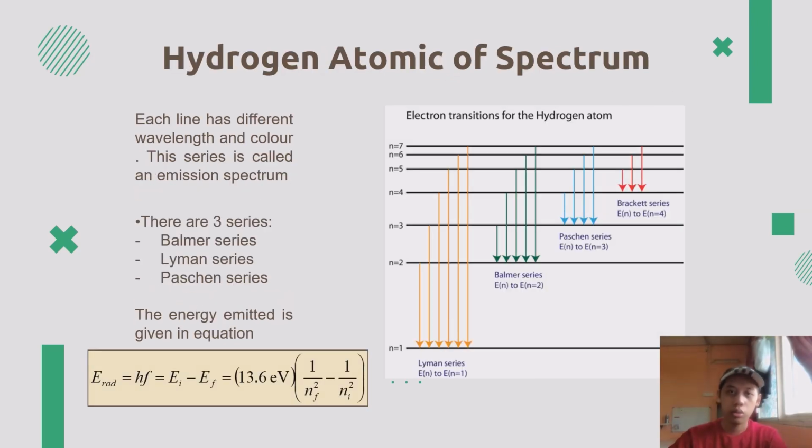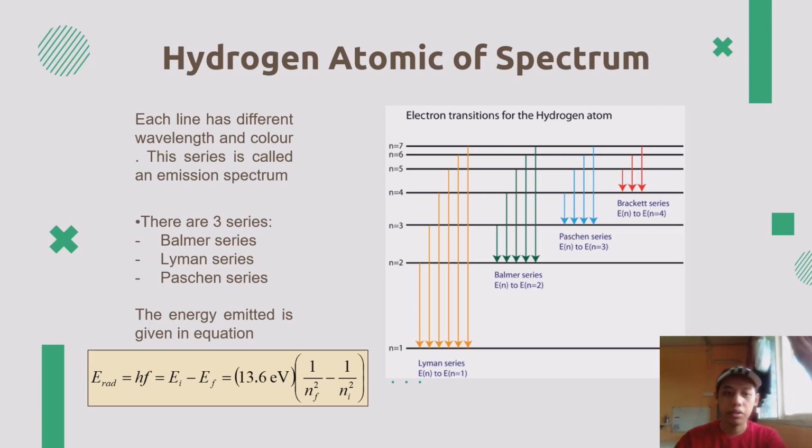And next we're going to the hydrogen atomic spectrum. Each line has different wavelength and color, and this series is called an emission spectrum. In this emission spectrum there are 3 series, which are the Balmer series, Lyman series and Paschen series, and the energy emitted is given in the equation.